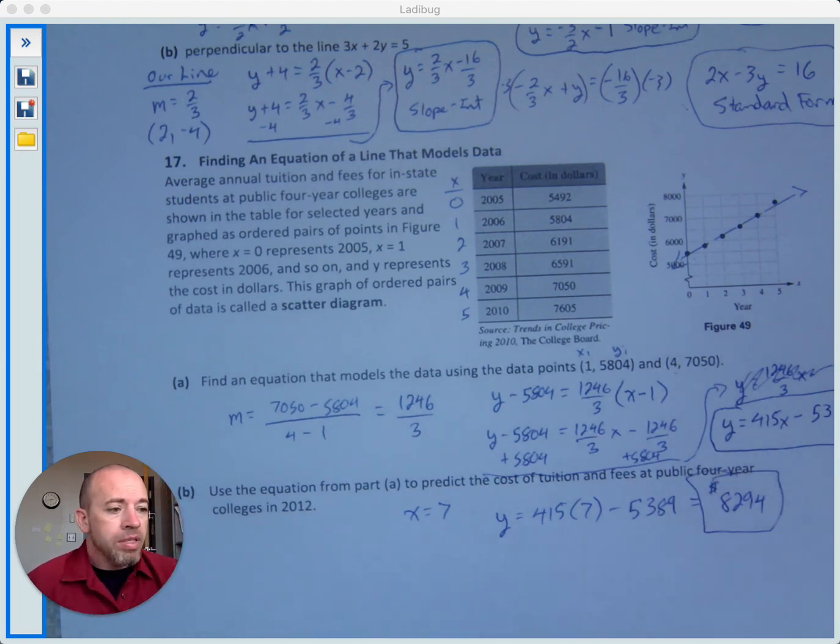We're done with section 7.2 finally, and we'll move on to 7.3. 7.3, 7.4, and the rest of it should go a little quicker.